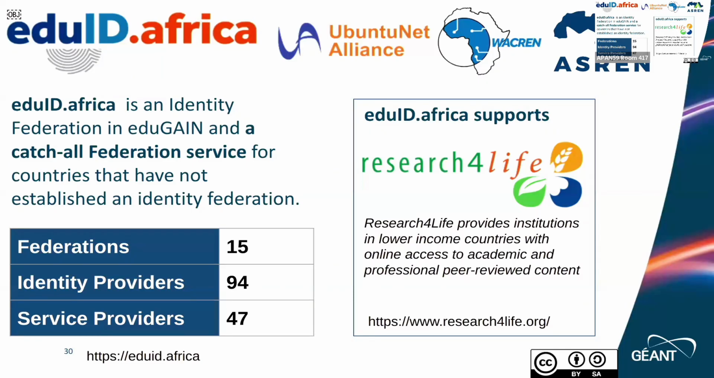Not per se large in amount of IDPs and SPs, but it makes sure that also these institutions can use federated access in a collaborative way. And one of the things they support is Research4Life, for lower income countries with online access to academic and professional peer-reviewed content. Again, you see that also here with institutional access via a hosted federation, people can easily use some online resources while not having the hassle of providing local accounts and making sure is he still in, does he have to sign up, oh did he leave, he has to lose his access rights. No, all settled by the IDP and the federation and easy resource access.